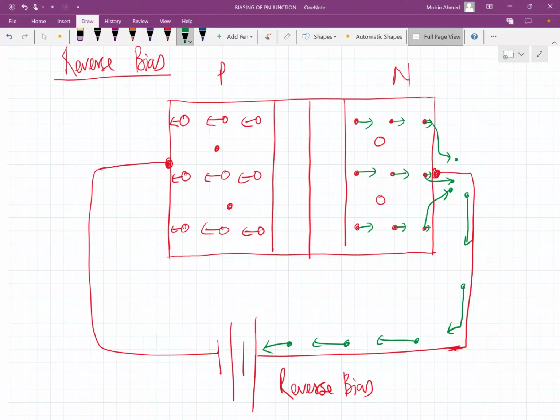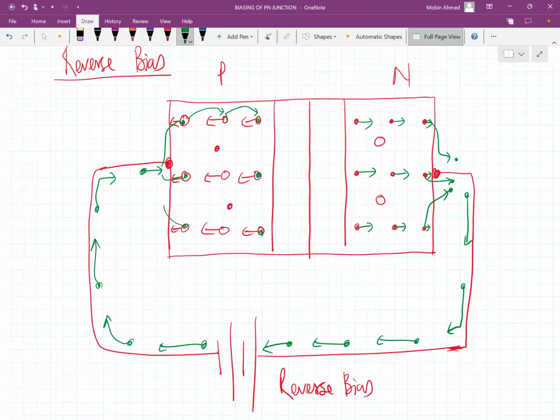And these electrons will reach like this. And these electrons, through the holes, they will move from here and reach here. And again, they are going to recombine here.